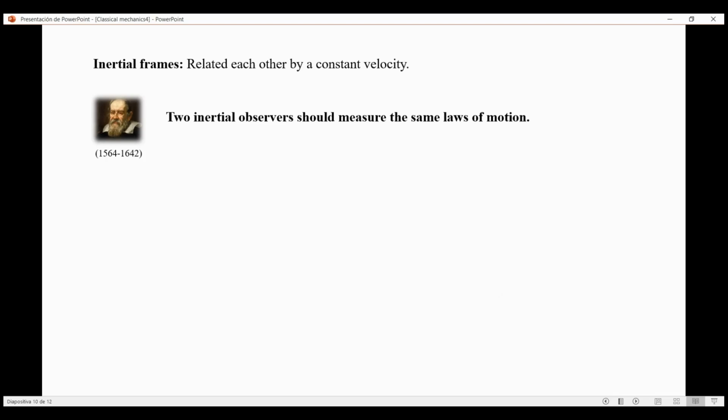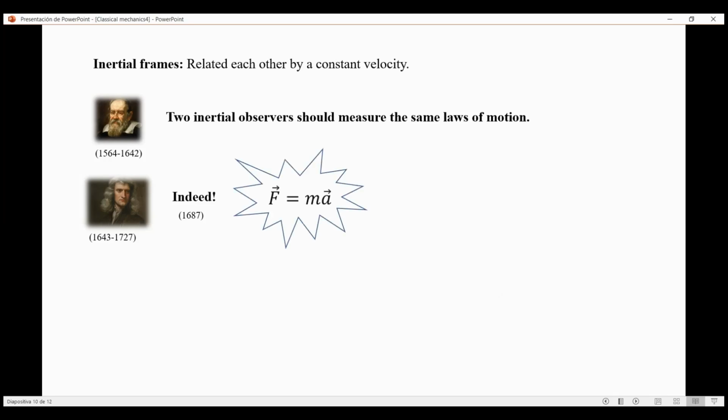Galileo concludes that two inertial observers should measure the same laws of motion. And the important thing here is that he concluded this before a very important guy showed up. And this great important sir is no other than, ladies and gentlemen, the great Isaac Newton, who in the late 17th century put this concept quantitatively in one of the most important equations in human history. Force equals mass multiplied by acceleration. This is Newton's second law.